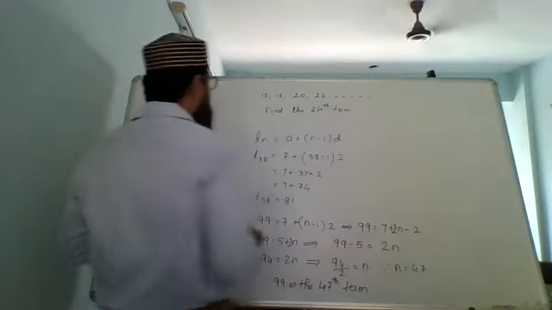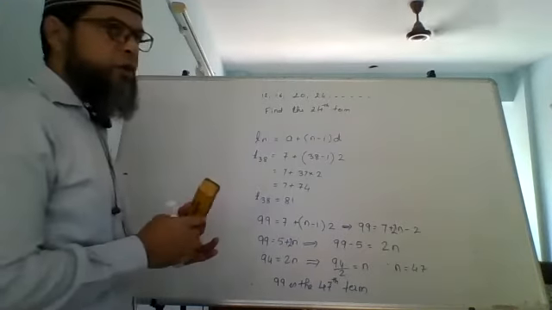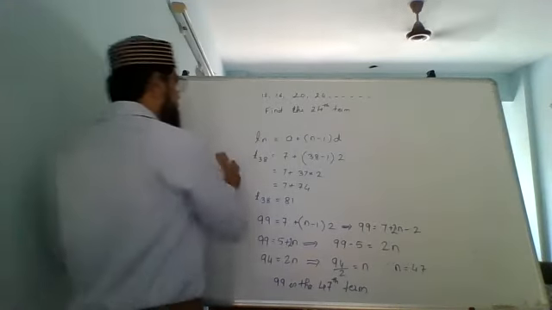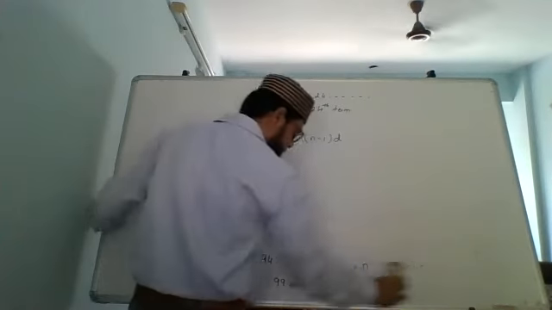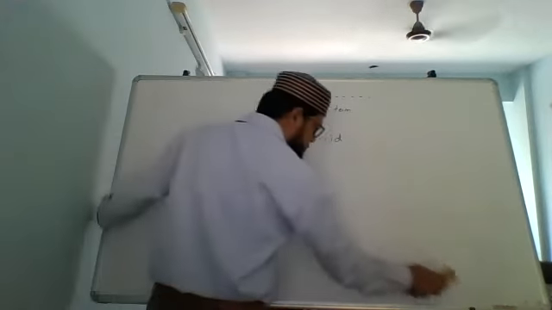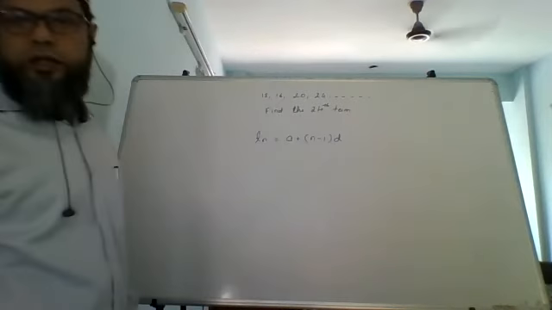The AP is given as 12, 16, 20, 24. You have to find the 24th term.